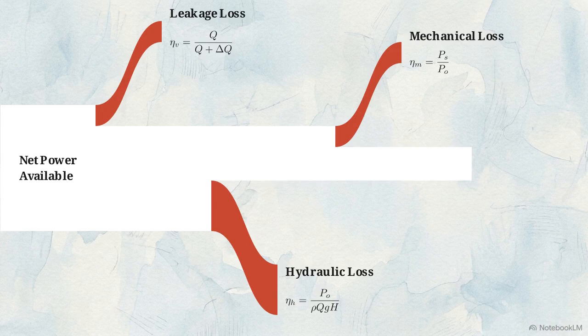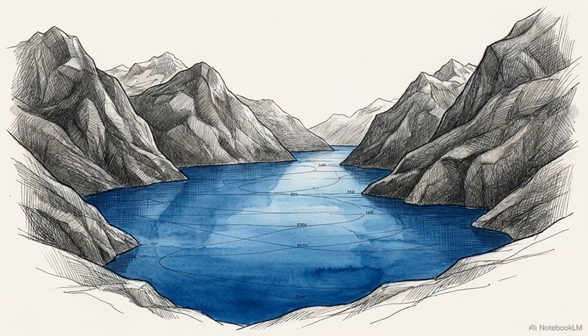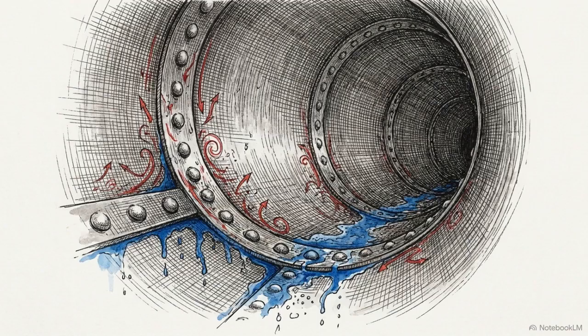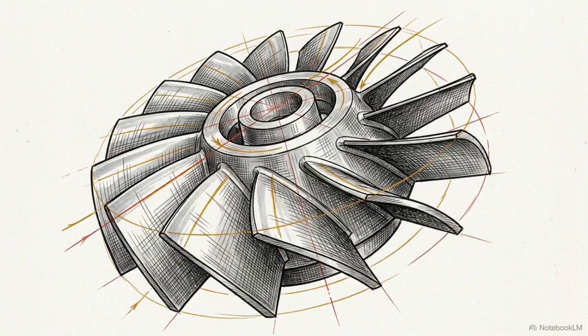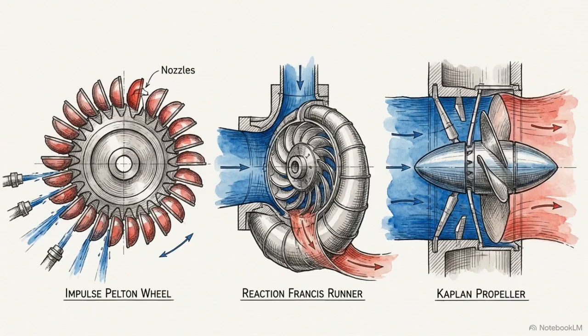Finally, overall efficiency is the ultimate ratio. It combines all volumetric, hydraulic, and mechanical losses to compare the final shaft output against the net power available at the turbine inlet. We start with static reservoir potential, route it through a frictional penstock, and strike the runner for rotation. The specific geography, the head, the specific speed, and the required fluid action determines whether an engineer specs an impulse Pelton wheel or a reaction Francis or Kaplan unit.